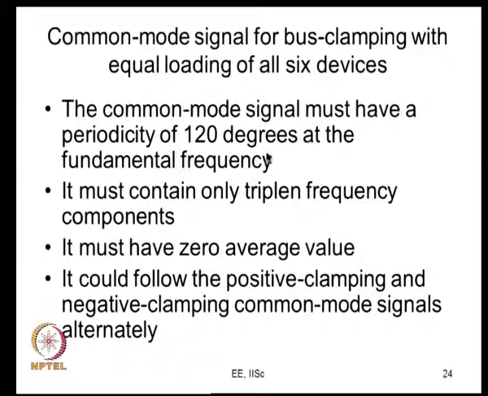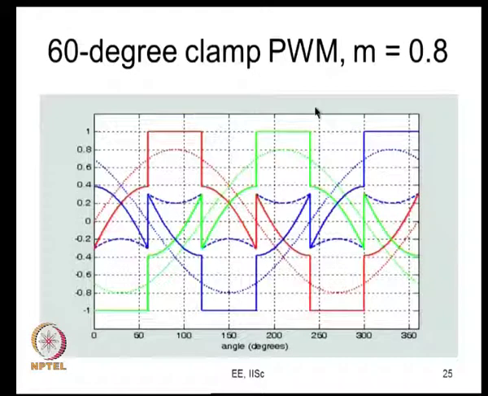The common mode signal must have a periodicity of 120 degrees, it must contain only triplen frequency components, and it must have 0 average value. If you ensure all these things, you will be making sure that the positive and negative clamping mode signals alternate, the whole operation is symmetric, and all the 6 devices will have equal amount of losses. We discussed this when we were discussing the PWM.